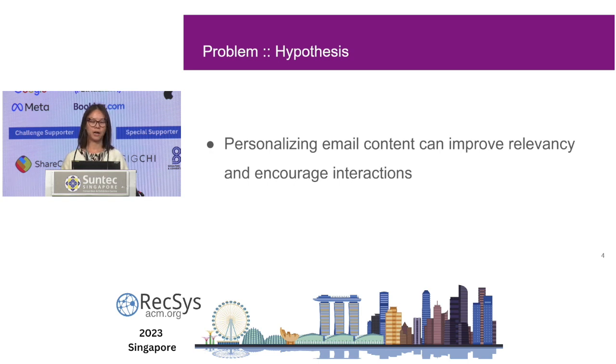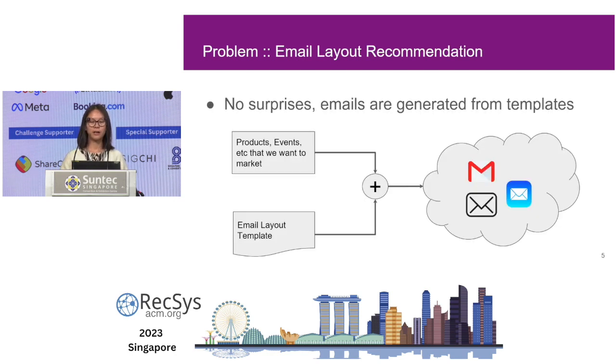To improve the response rate, we have a working hypothesis that personalizing email content can improve the relevancy of the emails, and this encourages customers' interactions and improves the response rate. One important note to call out: it is common for marketing emails to be generated from predefined email layout templates. For us, we have a set of predefined email layout templates. As we plan each email campaign, the products and events that we hope to market to our customers are incorporated into this predefined template to generate the final email, which we then send to our customers. So in this work, we are looking to personalize marketing emails by choosing an appropriate email layout template based on the receiving customer.